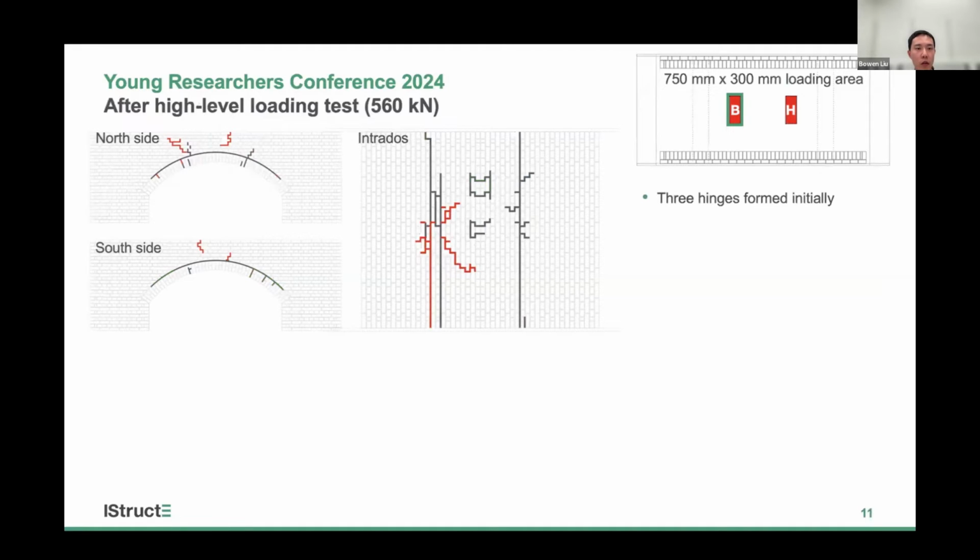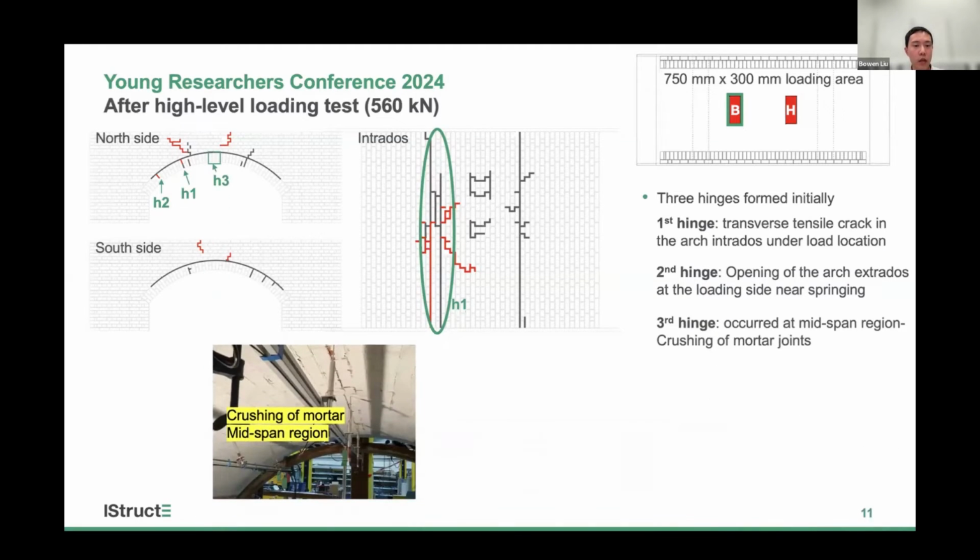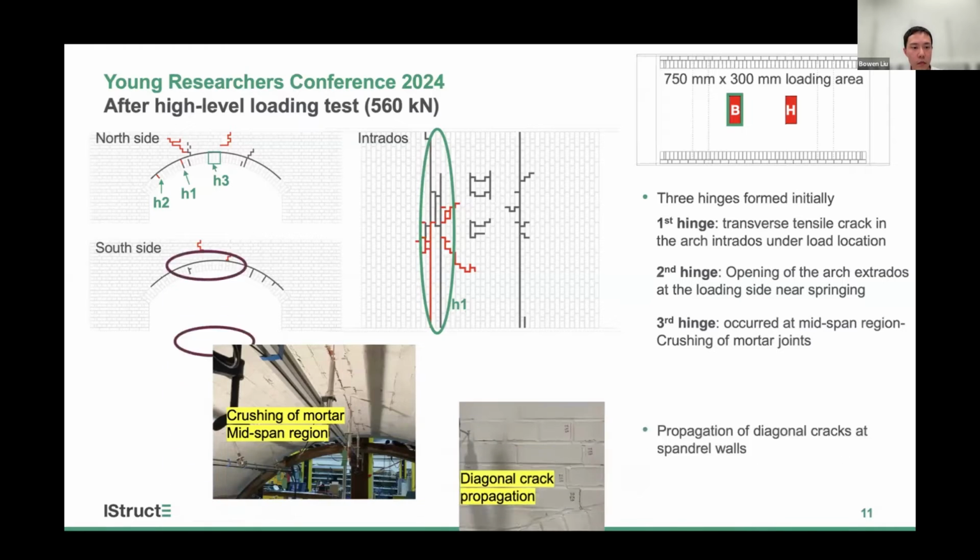We apply the high-level load with the magnitude of 560 kilonewton at point B, at the central line of the bridge over the quarter span of the arch. During this high-level loading test, we found the formation of 3 hinges. The first hinge is under the loading location. The second hinge is at the loading side close to the springing. And the third hinge is at the mid-span region, where we found the crushing of mortar joint during the loading test.